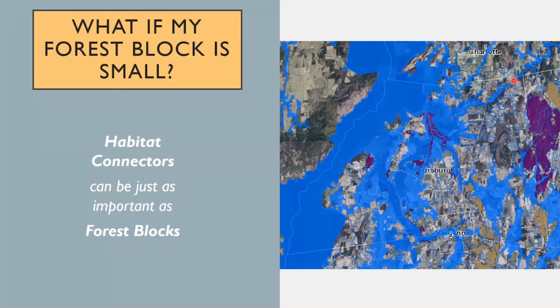Here are the connections for where all sorts of species will walk beside the water to connect these forest blocks, or walk right in the water, or swim, or whatever it might be. So even if your forest blocks are quite small, you want to especially look at your surface waters and riparian area networks as a key connecting feature, and make sure that those types of connections also get the regulatory standards that they deserve.